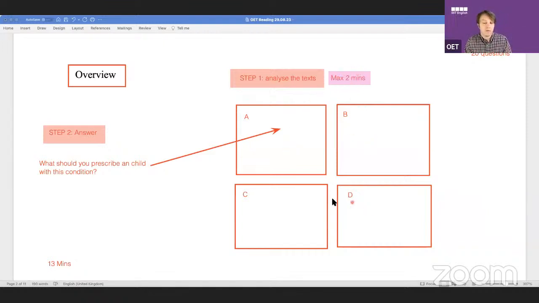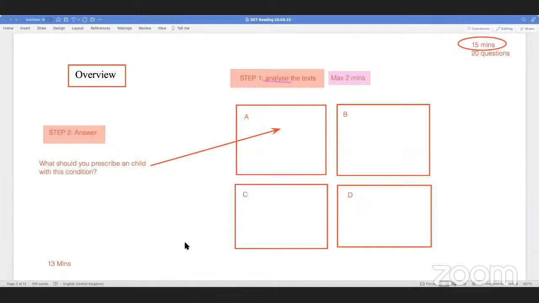Okay, so step one, Bogdan. What do I do for these 4 texts? What am I trying to do when I analyze? What does that mean? We look for the keywords, numbers. Okay, so we can underline keywords.